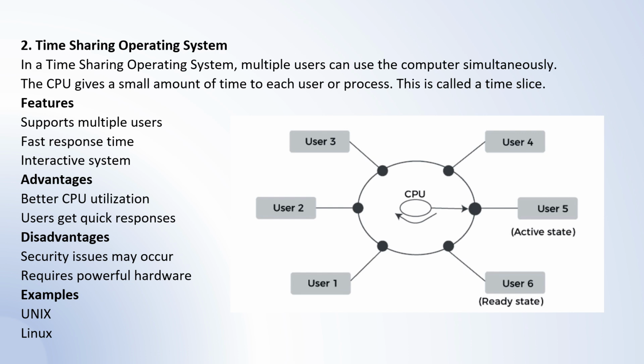A time-sharing operating system allows many users to use a computer system at the same time. The CPU gives a small amount of time, called a time slice, to each user or process. Because this switching happens very quickly, users feel they are using the system continuously. Working of time-sharing operating system: CPU switches rapidly between users. Each user gets equal CPU time.